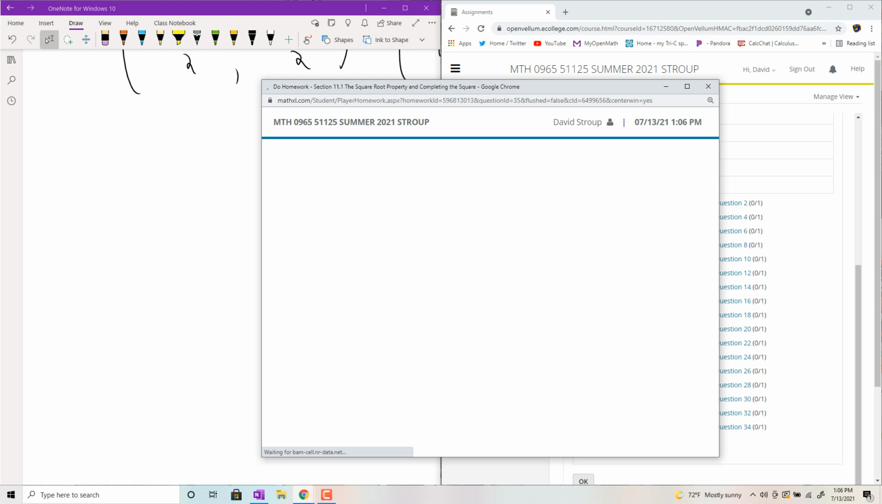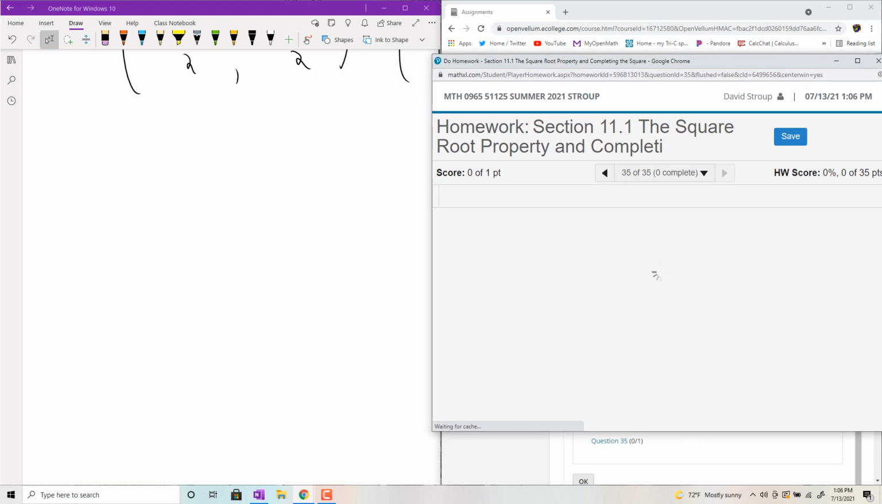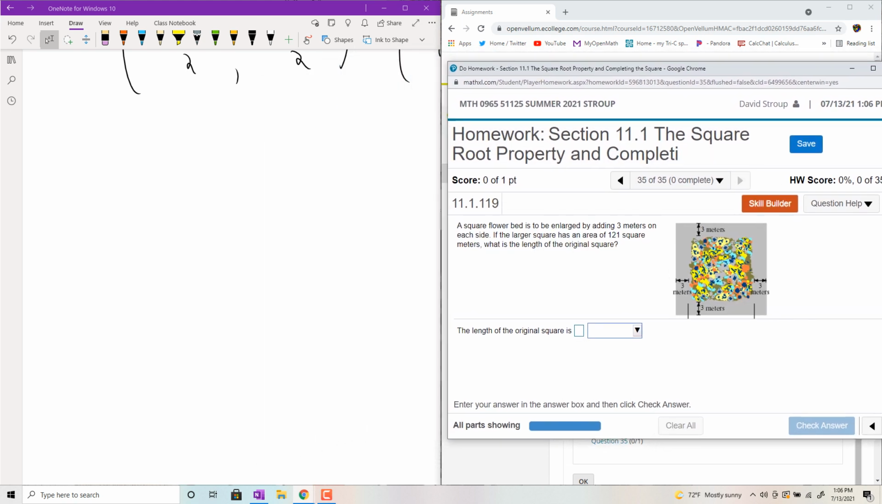Okay, so let's just go backwards. I like this picture. It's like a camouflage pattern. A square flower bed is enlarged by adding 3 meters on each side. If the large square has an area of 121 square meters, what's the length of the original square?